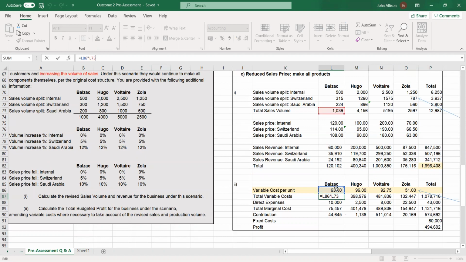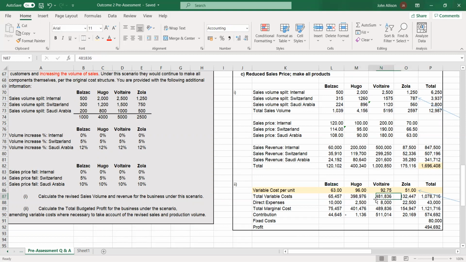So the total number of units of Balzac we've sold is 1,039. We multiply that by the variable cost per unit of Balzac of 63, which gives us £65,457. It's the total variable cost of producing Balzac. The total variable cost of producing Hugo is going to be the new sales volume of 4,156 multiplied by the variable cost per unit of £96, which will give me £298,976.